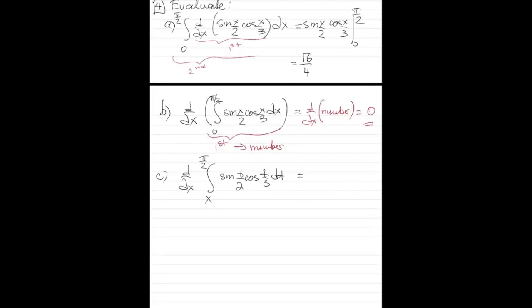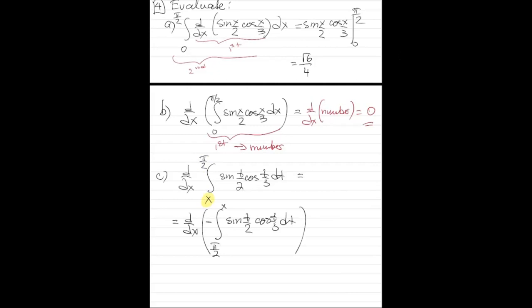So the difference here between this part and part B is the upper bound. Actually, I wanted to point out that the lower bound is x. It's not a number, so it's different from part B. This is not going to be a number, it's going to be a function. So I'm going to reverse the boundaries and make it from pi over 2 to x. And we have a property that says if we do that, then we have a negative sign.